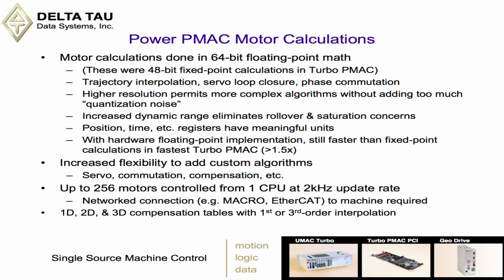So I mentioned that you really never run into rollover or saturation concerns. It allows our registers, position, time to have meaningful units, no strange fractions of a unit, just whatever units you want. And it's still faster than the fastest Power PMAC. And this also gives you increased flexibility to add custom algorithms. We can control up to 256 motors from a single CPU.